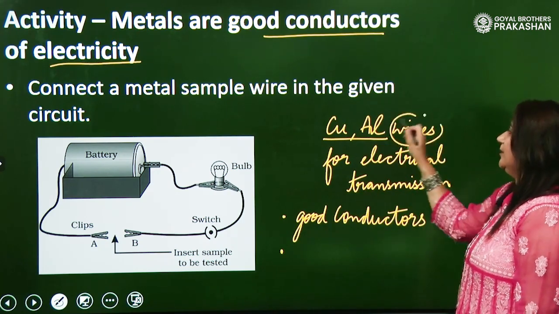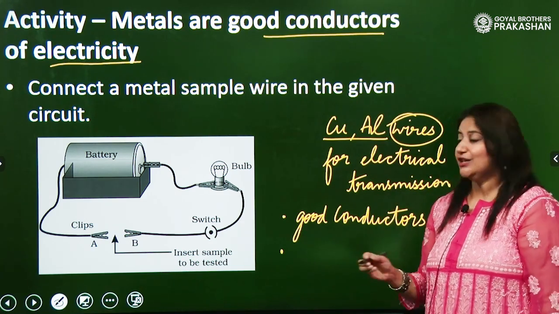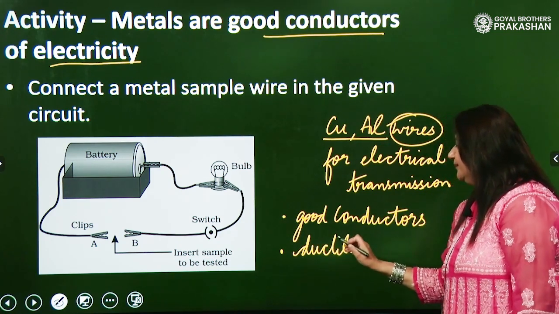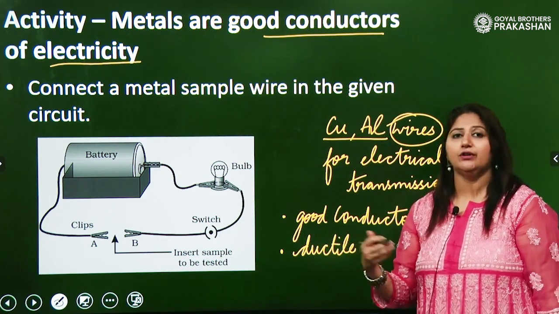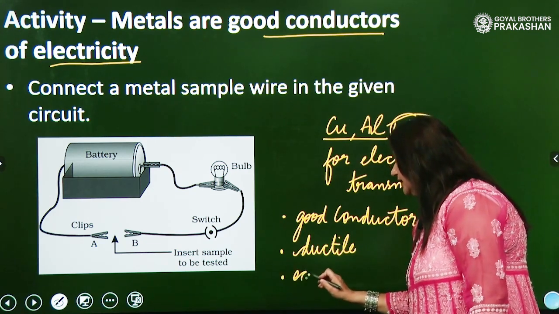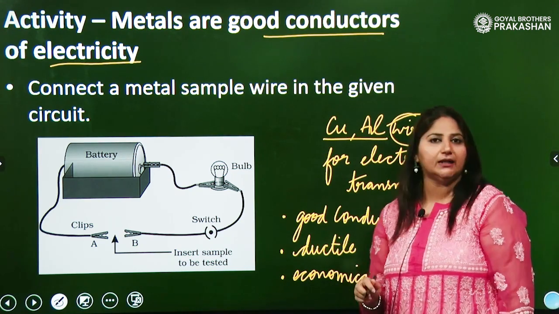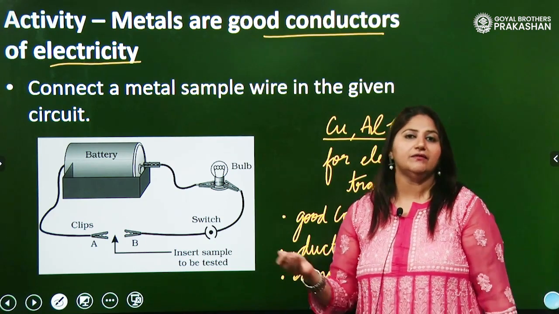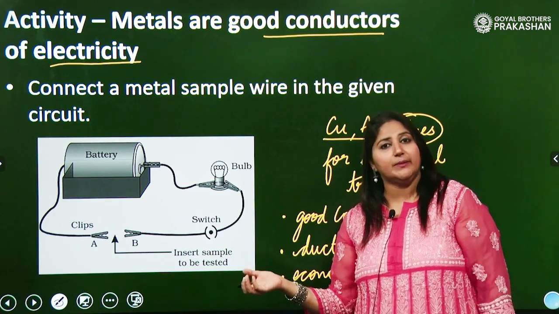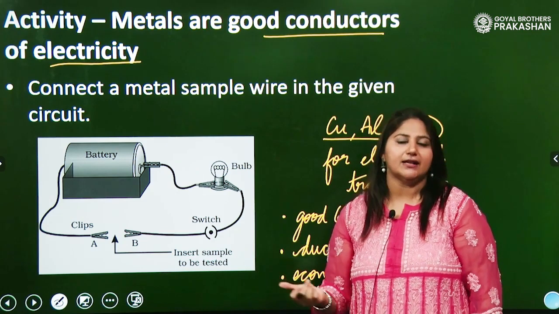What is this property of being drawn into a thin wire? This property is known as ductility. These metal wires are made up of copper because they are ductile. They can be converted easily into thin wire, and further, they are economical. Are they economical? Definitely yes. Copper and aluminum are cheaper than other metals, and copper is abundant in nature. So, on the basis of their abundance and their costing, we use these wires for electrical transmission.